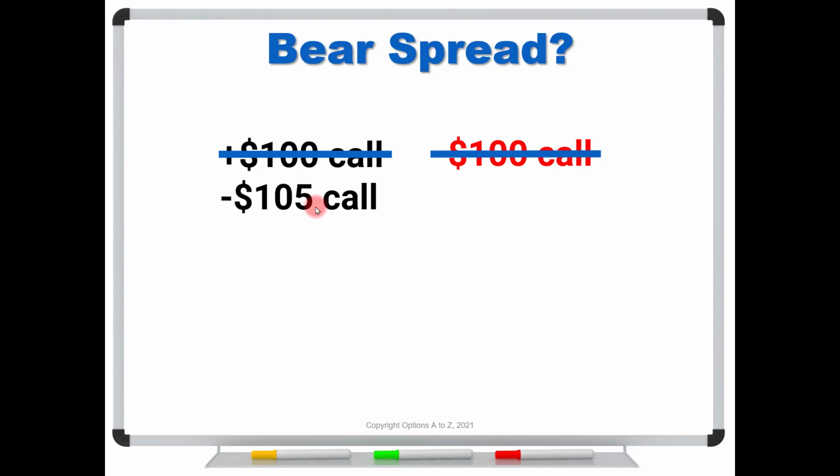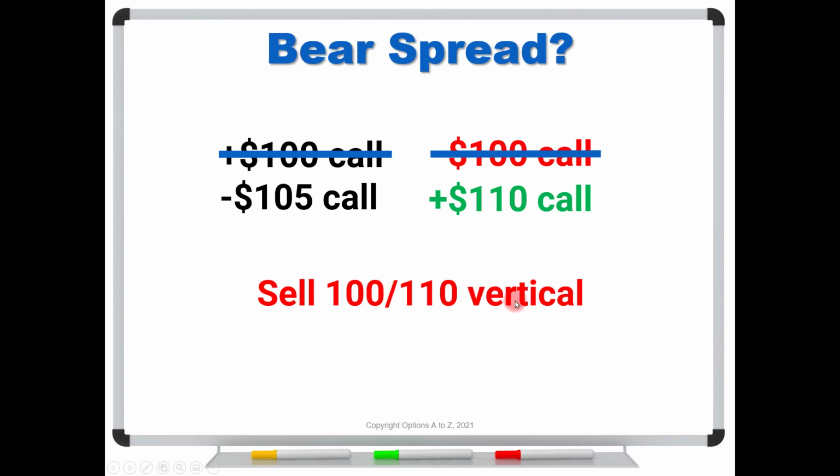What else do I need? Well, I need the other leg of the bear spread. So if I wanted that to be a long 110, I would need to buy the 110 call. And there's your answer. I need to sell the 100, 110 vertical.